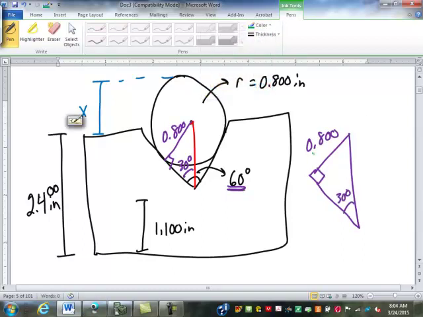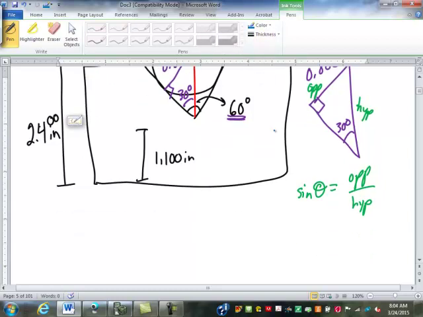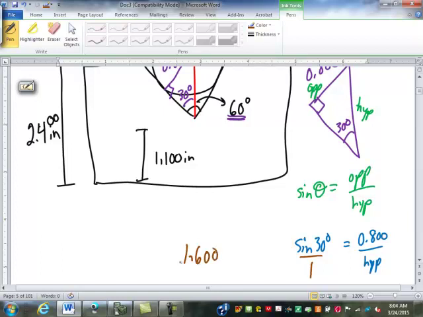We have the opposite side. We're looking for this one here, which is the hypotenuse. Opposite and hypotenuse are sine. I write out my definition, and I'm going to plug in: sine of 30 degrees equals 0.8 over the hypotenuse. So I'm going to put this over 1. 1 times 0.8 divided by the sine of 30 is 1.600, correct?